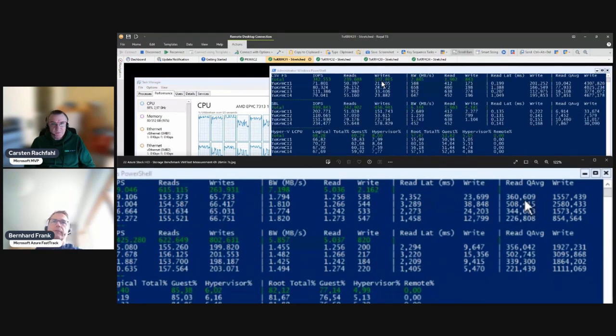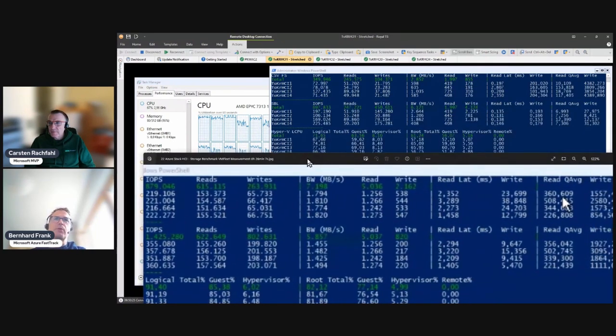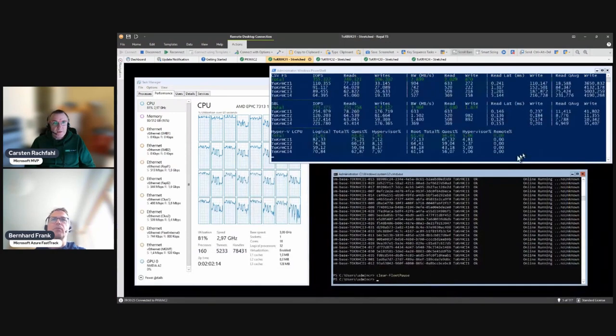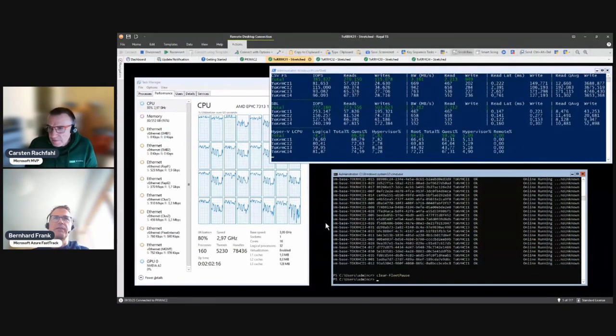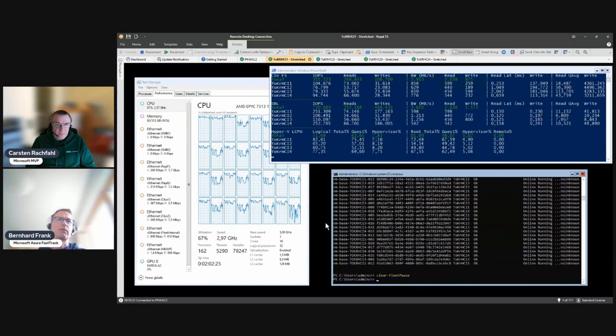So I think the next test would be to get the sweet spot of this hardware or of this setup, right? So let's see what is a decent number of IOPS that this system can take, and then compare it again with the sweet spot on the other environment, right?